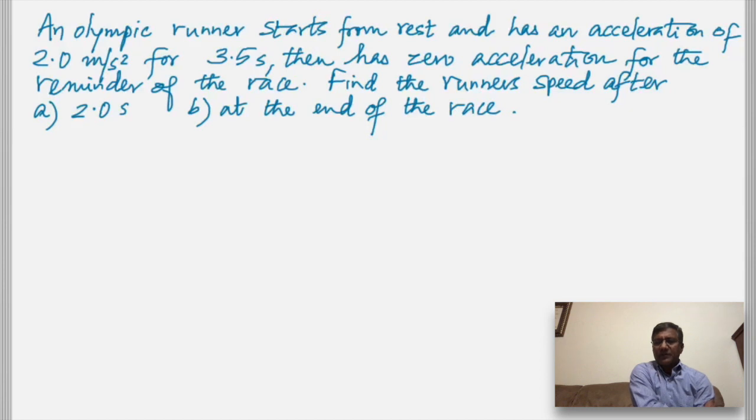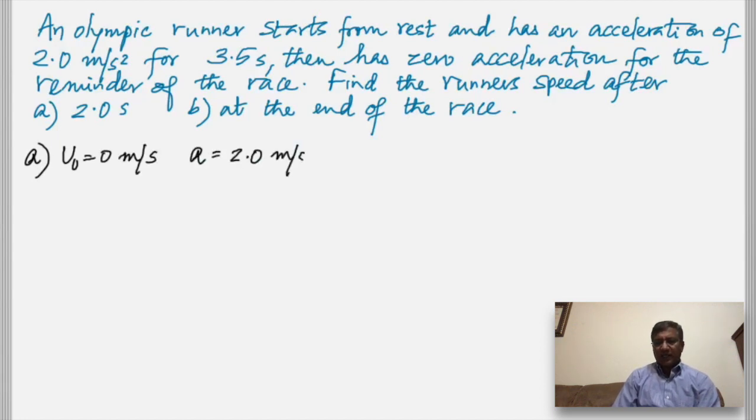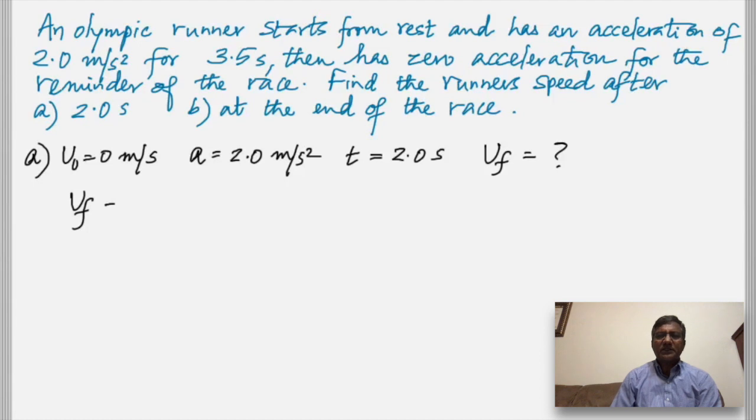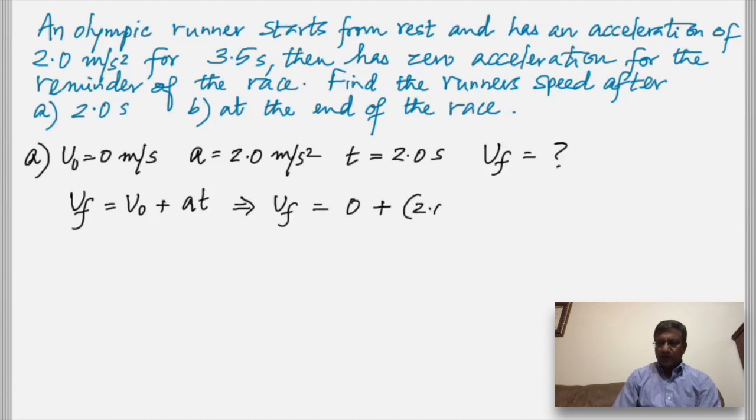So what do we have here? What is the initial velocity? Surely every runner starts from rest, so the initial velocity is 0. The acceleration is given, 2.0 meter per second squared. Time is 2.0 seconds because we're asked to find the speed after 2.0 seconds. And then when you look at these terms, you see that the formula to be used is V final is equal to V initial plus AT. V initial is 0, so 2 times 2, that's the acceleration, that's the time, which gives us 4.0 meter per second.